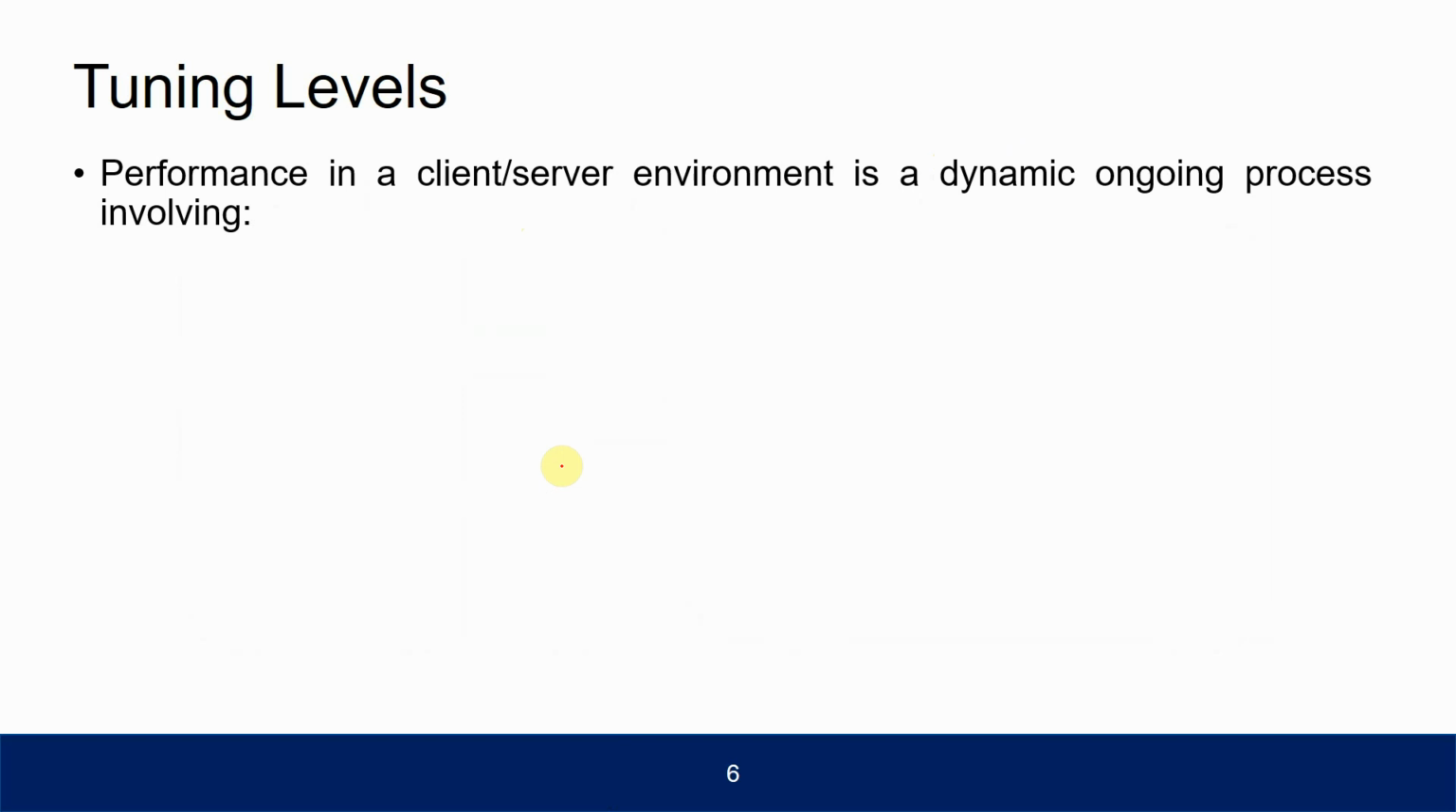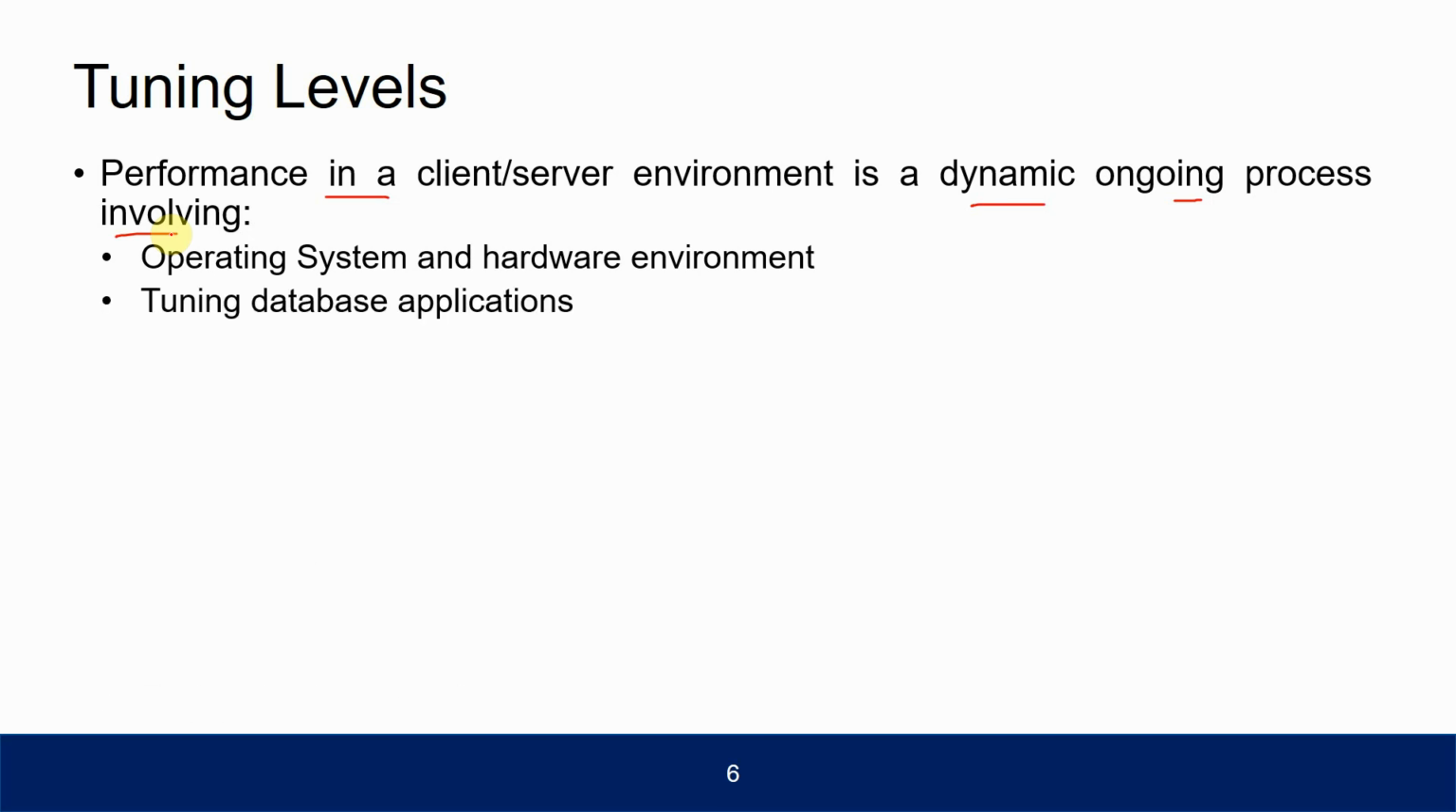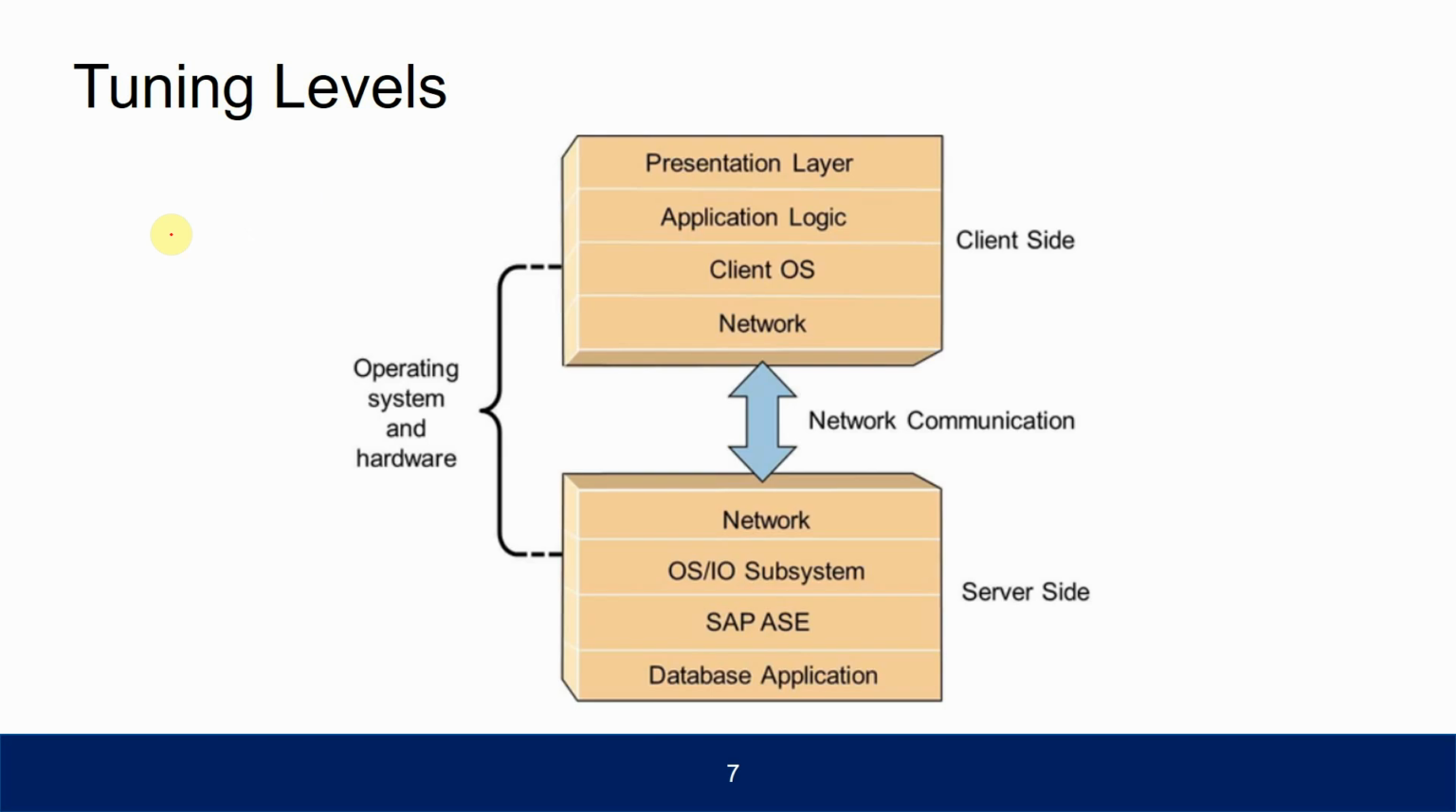So, tuning levels. Performance in a client-server environment is a dynamic, ongoing process. It's a never-ending process involving the operating system and hardware environment, tuning database applications, and tuning Adaptive Server. These are different levels of tuning.